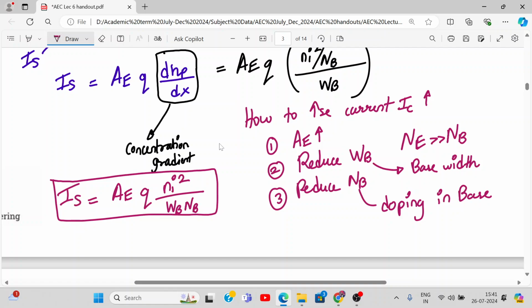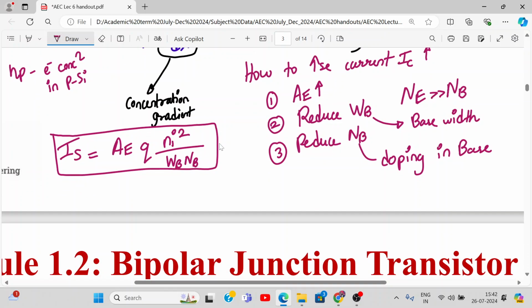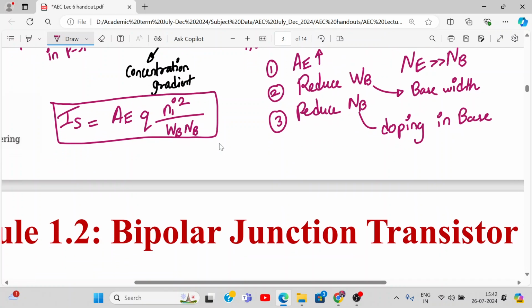So what was NP? NP was the electron concentration in P silicon. Yes or no? Minority carrier electron concentration in P silicon, that is the base. And Ni, does anyone know what Ni is? Intrinsic carrier concentration. All right, can we proceed ahead?